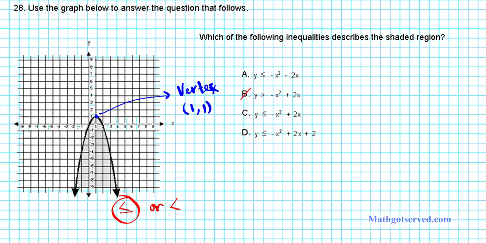All right, so let's look at option A. Since we're on the line, we have y, instead of less than, I'm going to use equals negative x squared minus 2. If I plug in 1 for x and 1 for y, does it work out? Is 1 equals negative 1 squared minus 2? If we work that out, is 1 equals negative 1 minus 2? Is 1 equal negative 3? The answer is no. So option A is not the answer.